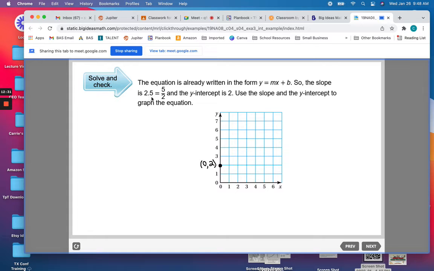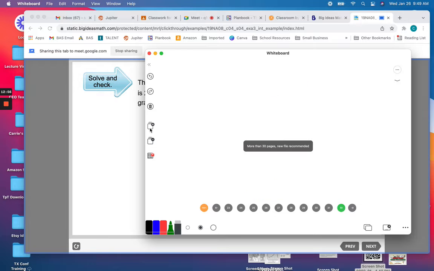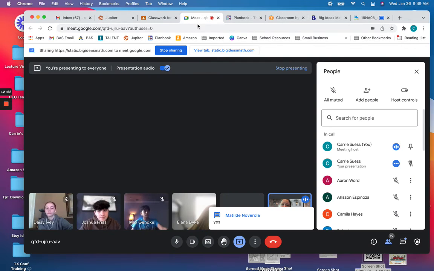With a slope of 2.5, it's easier to graph if you change it to a fraction. 2.5 turns into 5 halves. Does anybody need me to show you how to do that? You can also do it on your calculator. Do you want me to show you how to make that a fraction by hand? Okay. I'd rather you all know how to do it than get stressed about it.